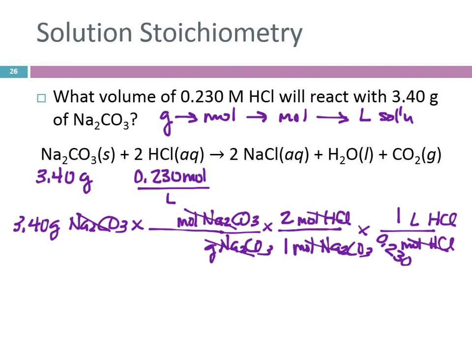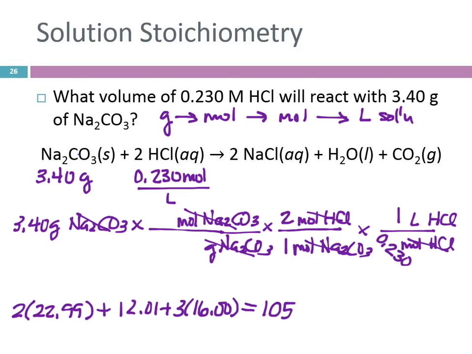And then how do we get this number? Periodic table. 2 times the mass of sodium plus 1 carbon plus 3 times the mass of oxygen. 105.99. Anybody else get that? No? What'd you get? Yes, okay, good. So that's 1 mole of sodium carbonate. So that goes down here. 105.99 grams to 1 mole.